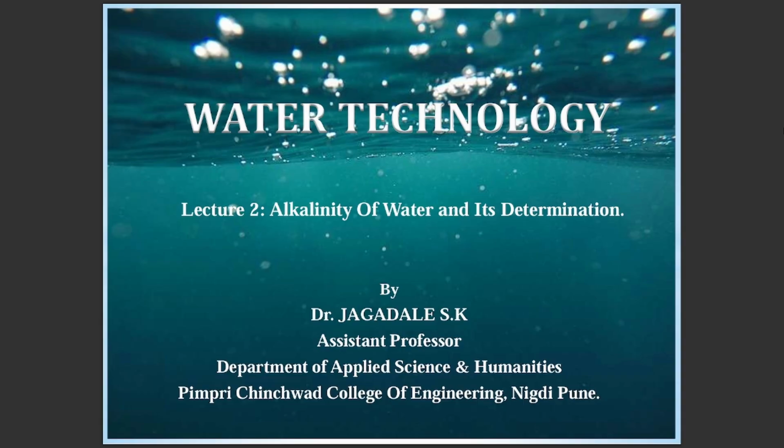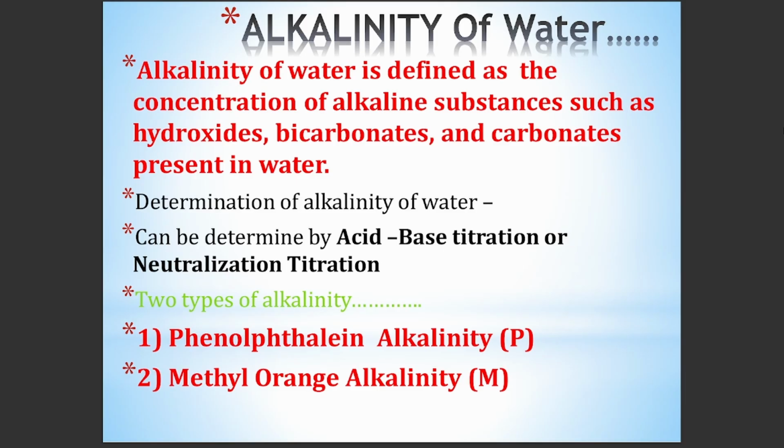In the previous class, we discussed the impurities present in water and how to determine the hardness of a water sample by using the EDTA method. In this lecture, dear friends, we are going to discuss what is alkalinity of a water sample and how it is determined by using titration. So the first question is, what is alkalinity?